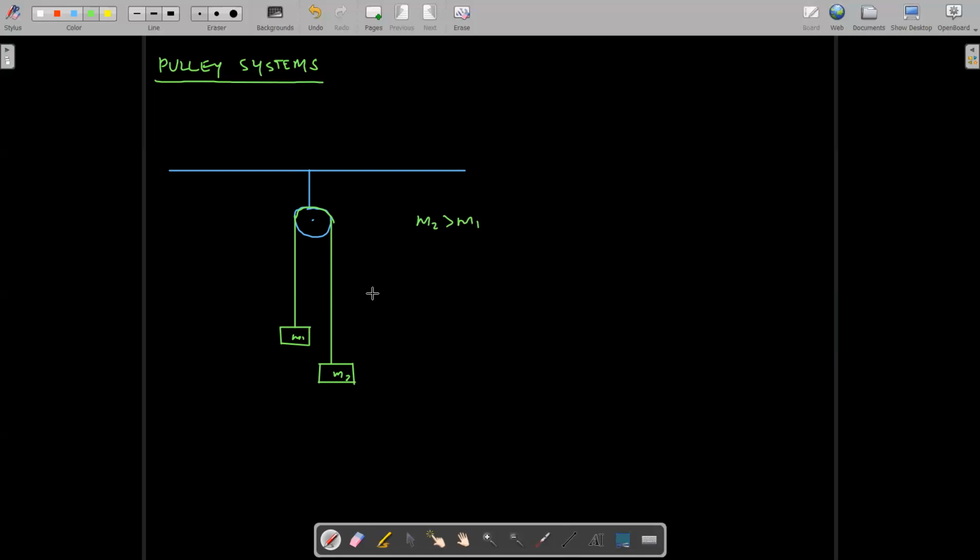At that time we know that m2 will be going downwards and m1 will be going upwards, with a certain acceleration, say a. Let's find out the acceleration. Let's find out the value for acceleration here.